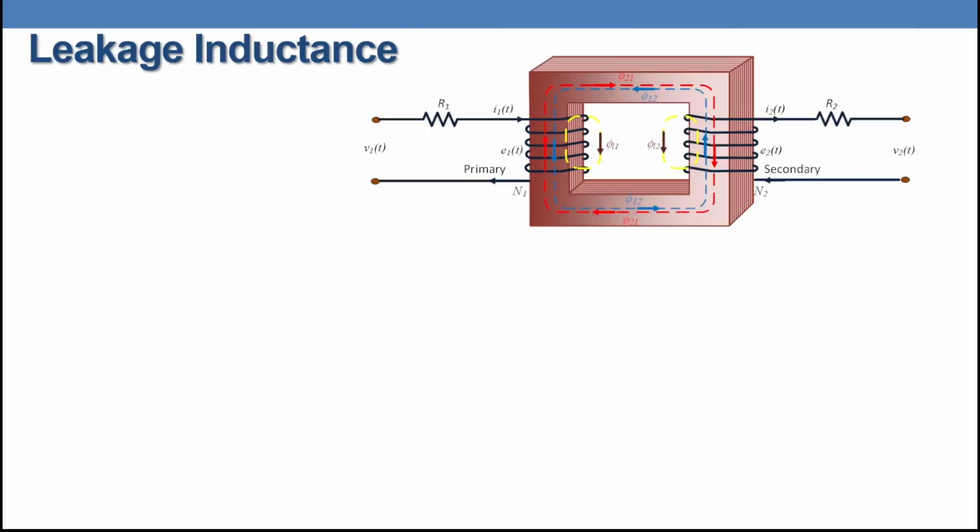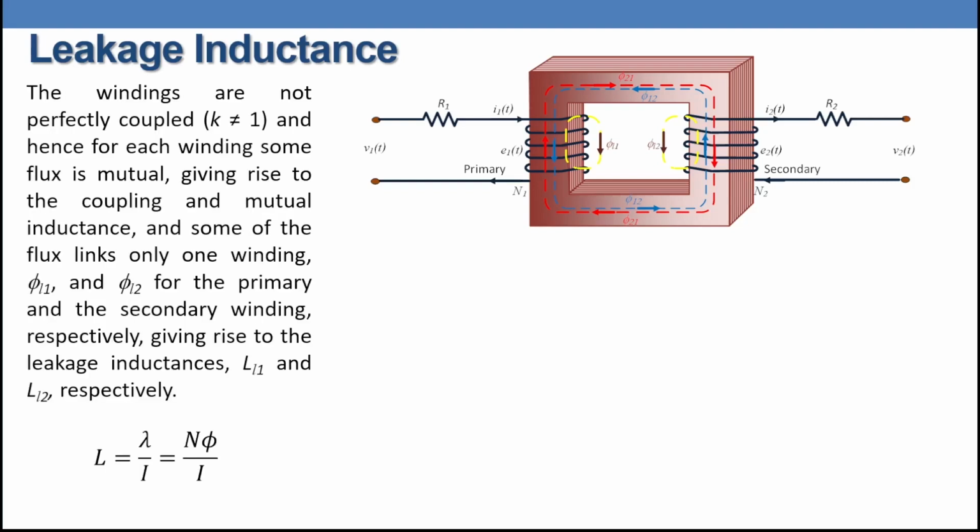So far we identified the winding resistance, R1 in the primary side and R2 in the secondary side, but if there is a current going through one winding, there will be a flux linkage, or mutual flux, between the two windings. But definitely the windings are not perfectly coupled, so there will be a leakage flux. That is represented here by the yellow color, phi leakage 1 and phi leakage 2. And we know that the inductance L equals lambda over I, or equals N phi over I, so we can define L leakage 1 equals N1 d phi leakage 1 by di1, and L leakage 2 equals N2 d phi leakage 2 by di2.